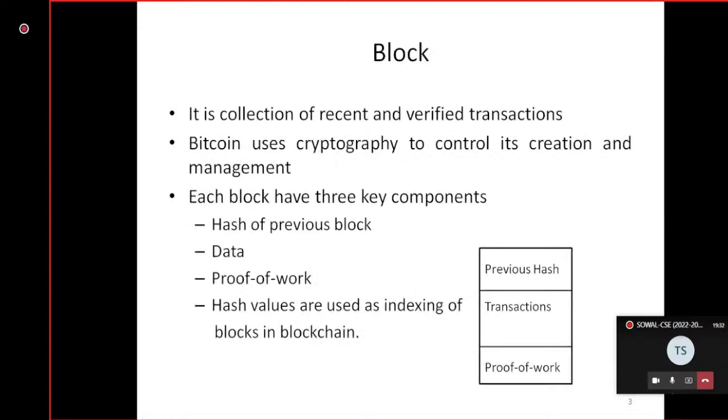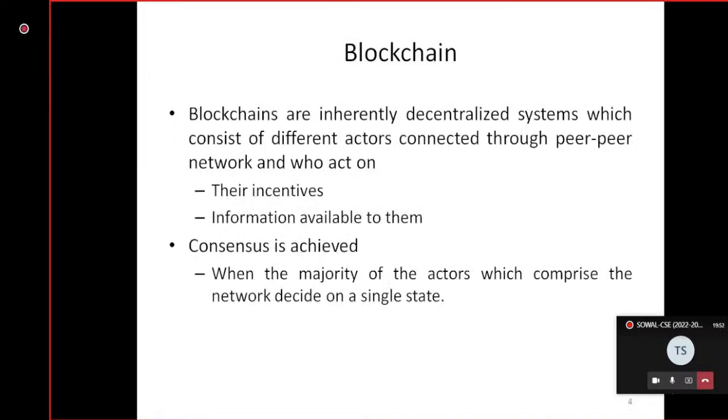So I'm talking about the block. This is the typical structure of a block, where we have the hash of the previous block, transactions, and some proof of work. This is the consensus technique I will discuss later in this slide. The hash values are used as an indexing of blocks in the blockchain. So I'm talking about this blockchain, a decentralized system in which the underlying system is a peer-to-peer network.